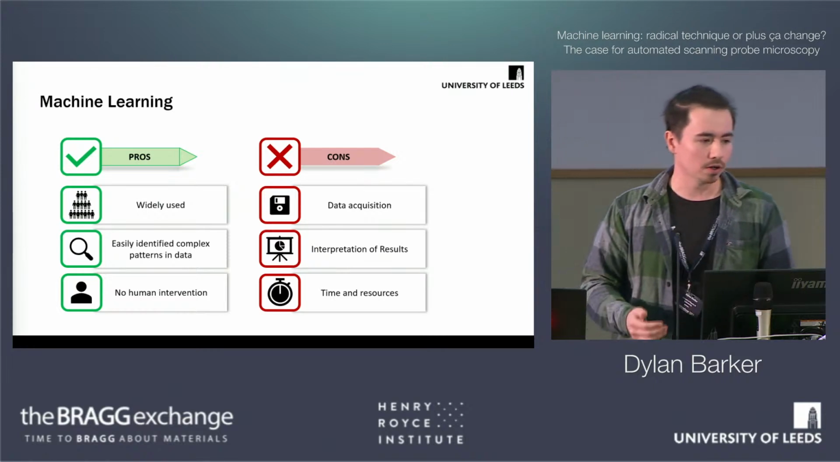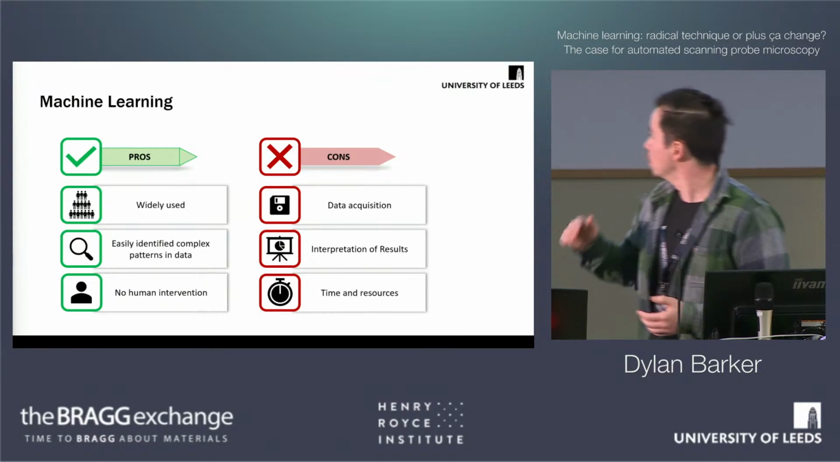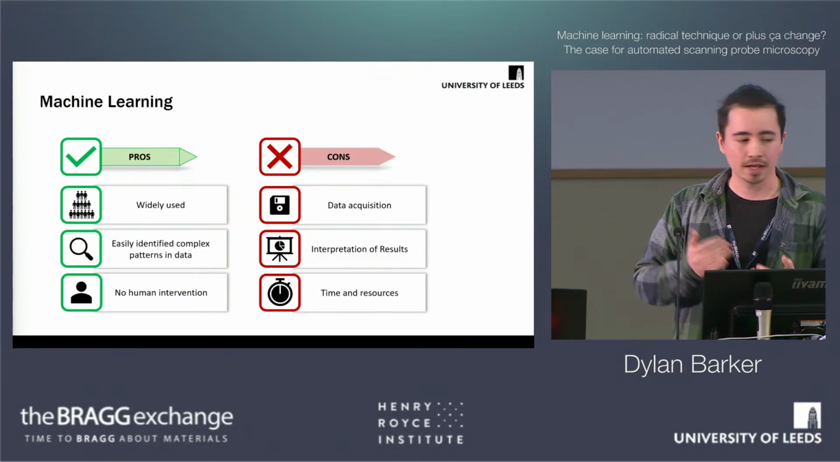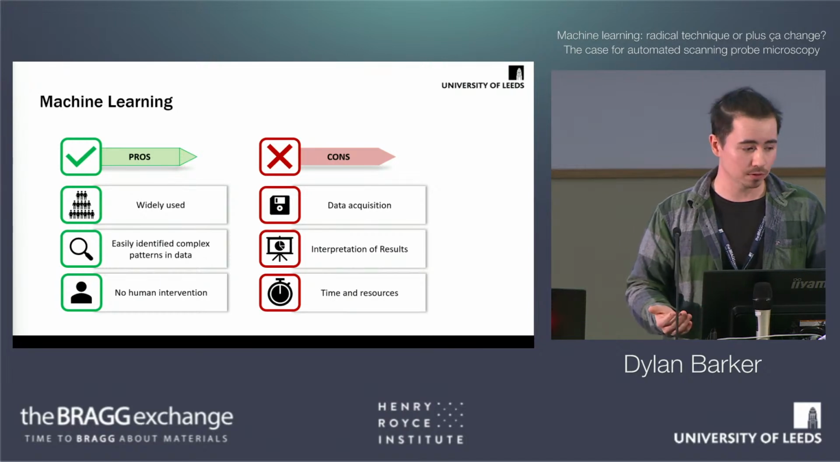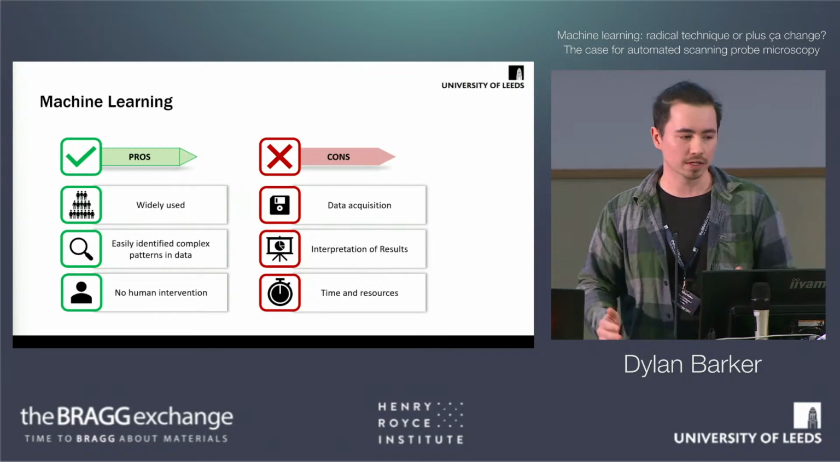So what are the pros and cons of using machine learning? Firstly, on the pro side, it's very widely used, very good at identifying complex patterns in data, because that's what it's built for, and the obvious one of no human intervention. So it does this all by itself.